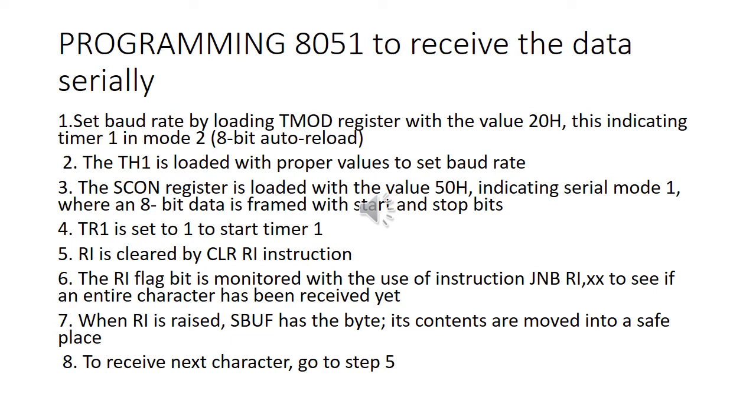This flag bit will be equal to 0 until the character has been received. Once a character has been received completely, this flag will be raised to 1. Once it is raised to 1, that character is available in the serial buffer register. That character available in the SBUF register, you should move to some other register or into some memory location. Next, in order to receive the next character, you should go back to step 5.